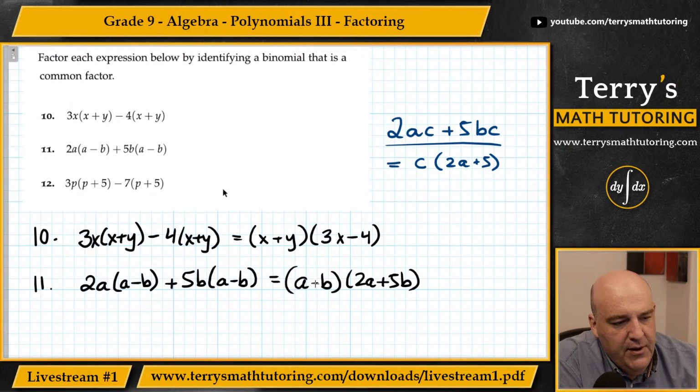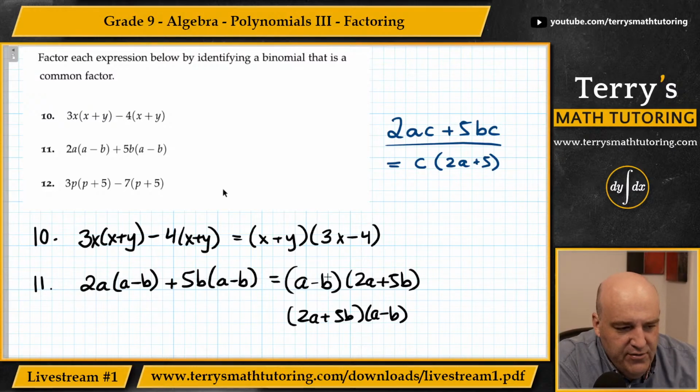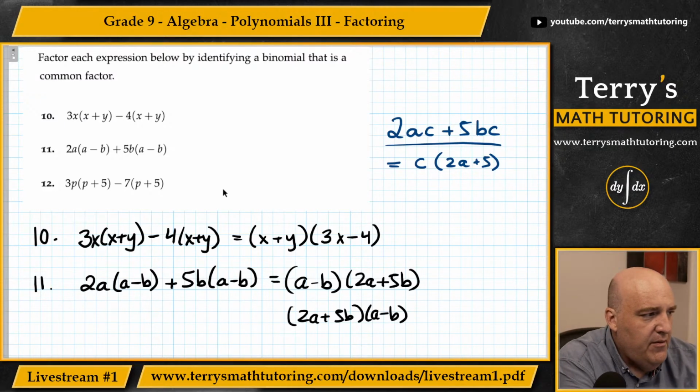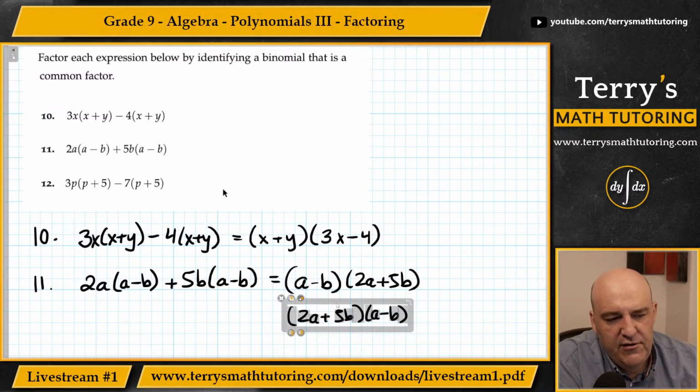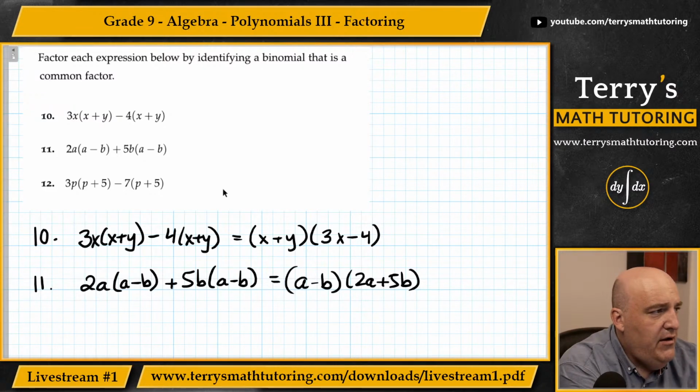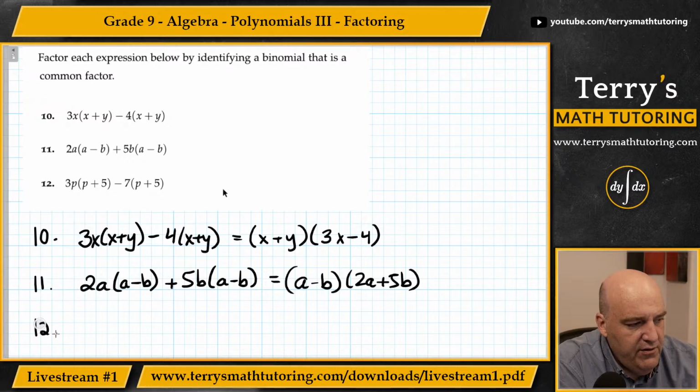And the brackets are optional here. I don't really need to write them here, but here they're mandatory. I have to. Sometimes I see students write the 2a plus 5b first, and then the a minus b. I find that awkward because we're pulling out a minus b to the front, so I want to write that in the front. Even though technically the order doesn't matter, I still think it's more natural to pull it to the front.